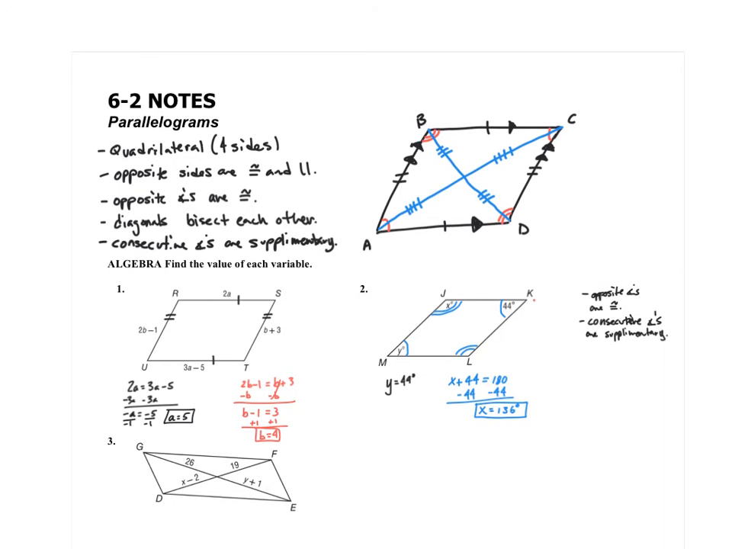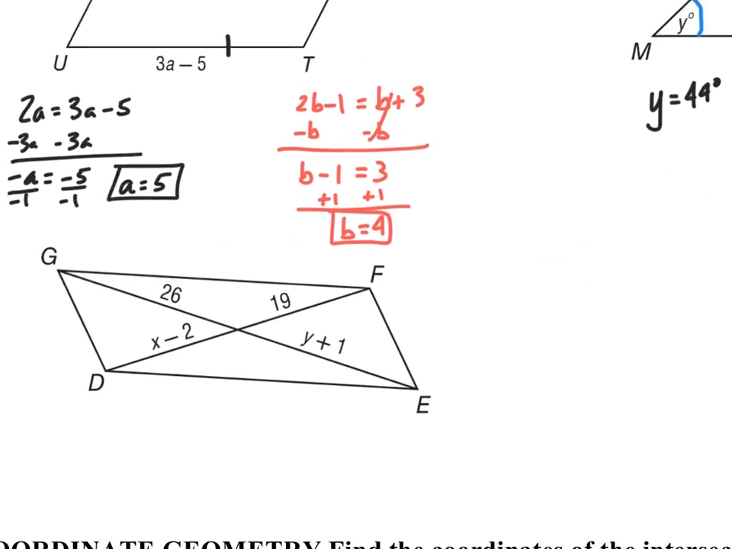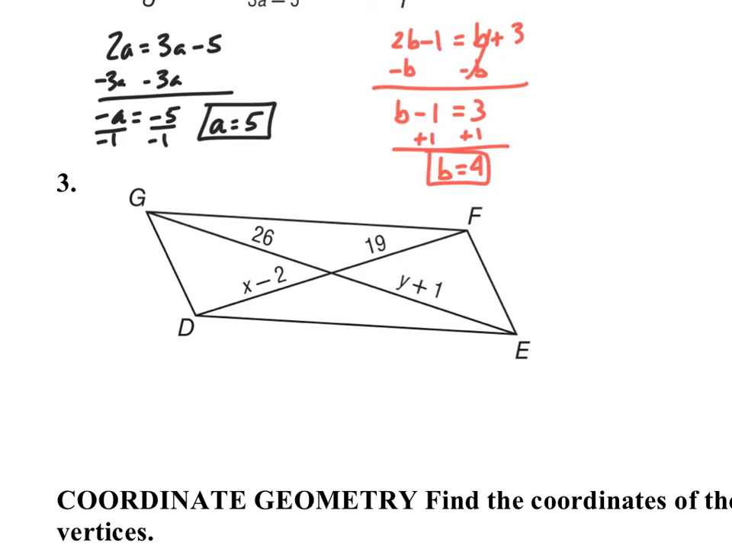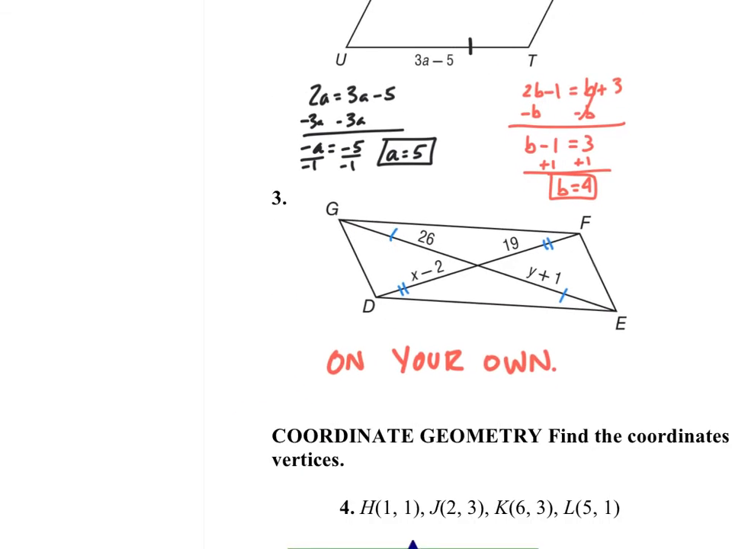Now, I'm going to have you guys do number 3 on your own. Okay, but the one thing, it is asking you to find x and it is asking you to find y. I will say this. I will say that the diagonals bisect each other. Okay, so I will come in here and I will note that this segment is congruent to that segment, and that this segment here is congruent to this segment here. Okay, so that I do know. Go ahead and do that on your own.